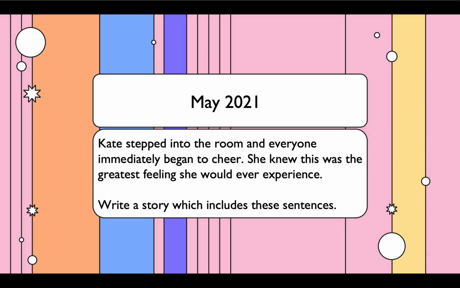This is one of the stories from the May 2021 paper 2. I will use this one to explain how to plan. So it goes, Kate stepped into the room and everyone immediately began to cheer. She knew this was the greatest feeling she would ever experience. Write a story which includes these sentences.